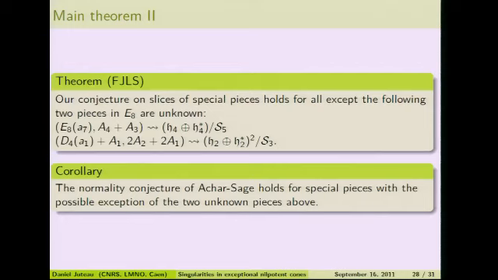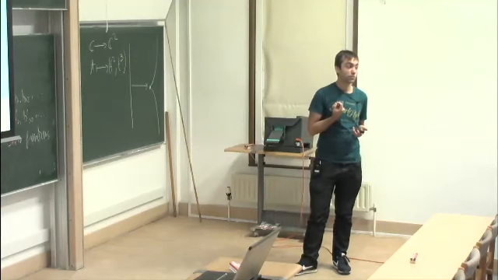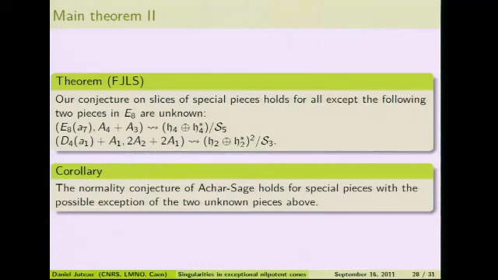And so one consequence of Lustig's conjecture would be that at least the special pieces should be normal. And so this was pointed out by Achard and Sage. So maybe with this slice we cannot really get exactly Lustig's conjecture, but at least we can say that they are normal when this works. So except for those two, we can say yes, they are normal.